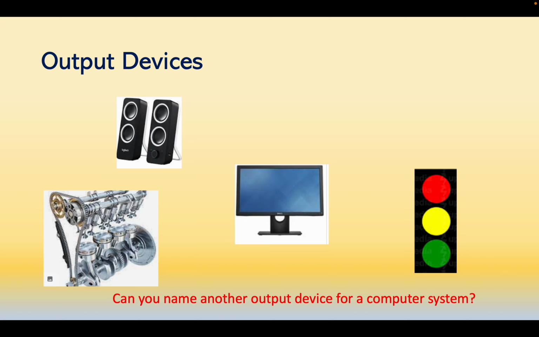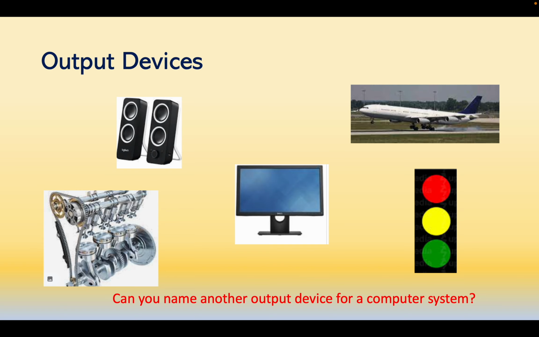So the output that you get from your car engine, from all those sensors, is an engine that starts moving. You might not necessarily realize it, but when the car engine starts, that's an output. So all of the actions that are happening, that's output.